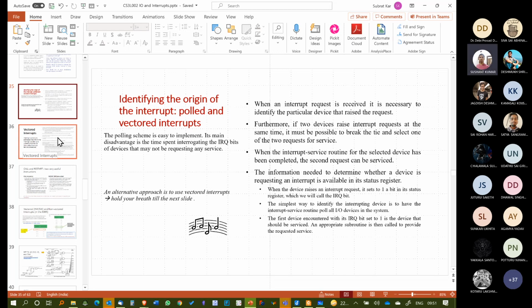That music icon. Huh? It's a music item. I had said an alternative approach is to use vectored interrupts. Hold your breath till the next slide.